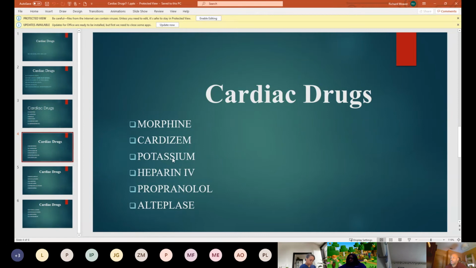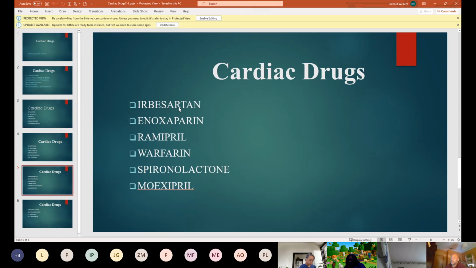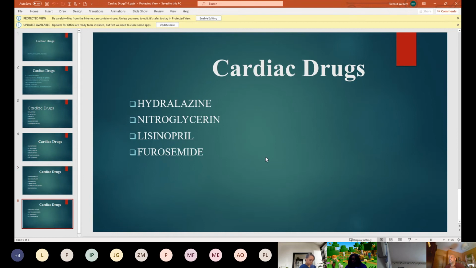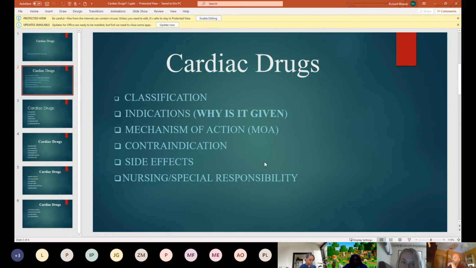You got your heparin, your propranolol, alteplase, which is a clot busting drug. And of course, these are some of the other ones. Remember, this is an ARB. This is an ACE inhibitor. And then here, furosemide, lisinopril, nitroglycerin, hydralazine. So all of these drugs, you're gonna make sure you classify them first. That'll take away five of them by itself. And then you want all this information here on these drugs for your first exam. If you know these, you should be fine.